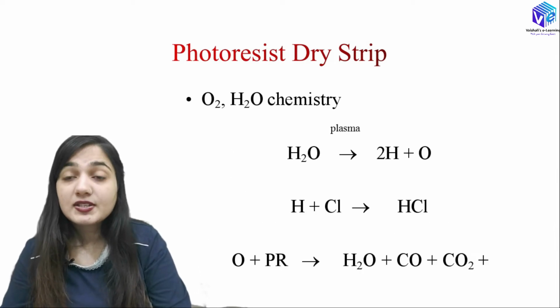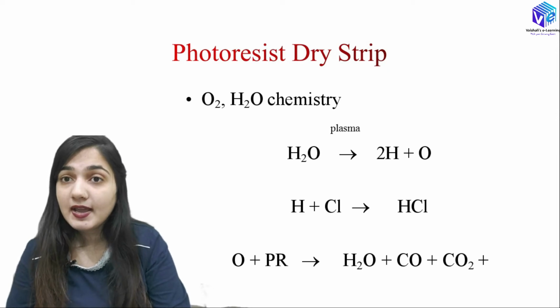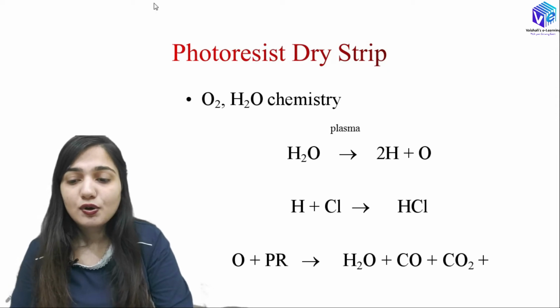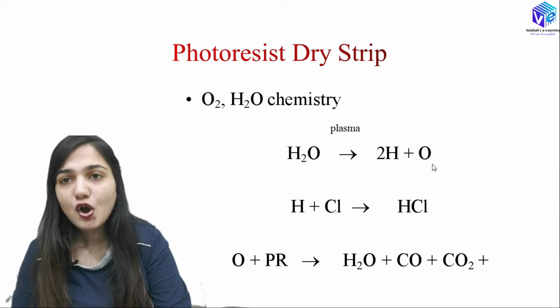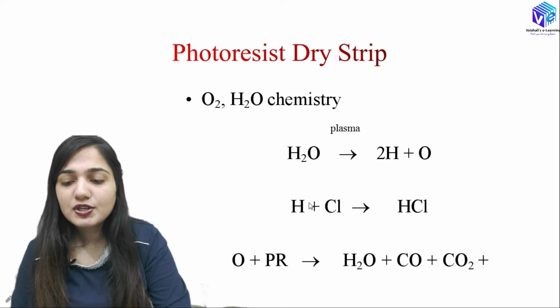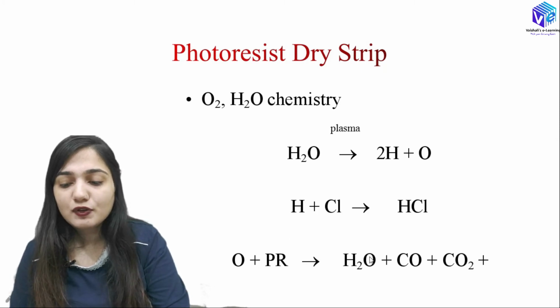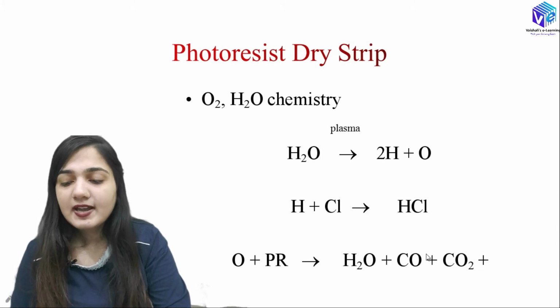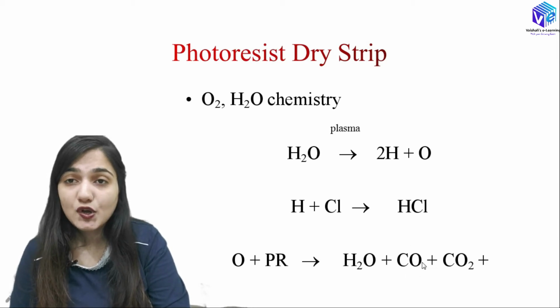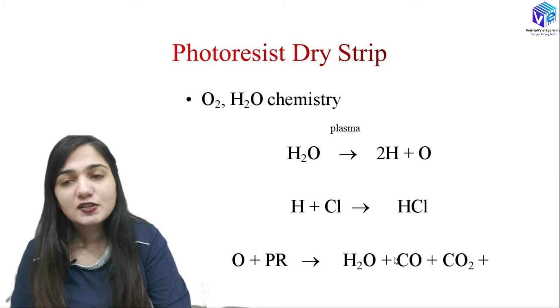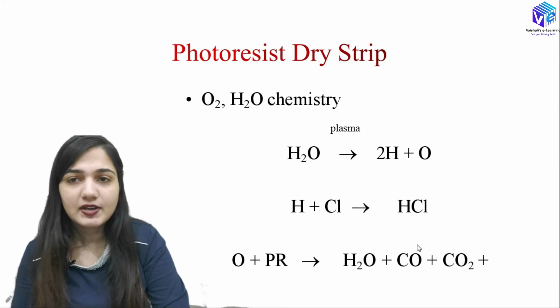Now coming to the chemistry, here I am not using any ions, I am using the radicals. So H2O will be dissociating into its radicals, that is hydrogen and oxygen atom radicals. This hydrogen atom will be reacting with the chlorine which is present in the photoresist and forming HCl. The oxygen will be reacting with the photoresist and forming H2O, CO (carbon monoxide) and CO2 gas. Special care needs to be taken to exhaust this carbon monoxide gas because it is a highly toxic gas. Otherwise this is a very beneficial process if done carefully.